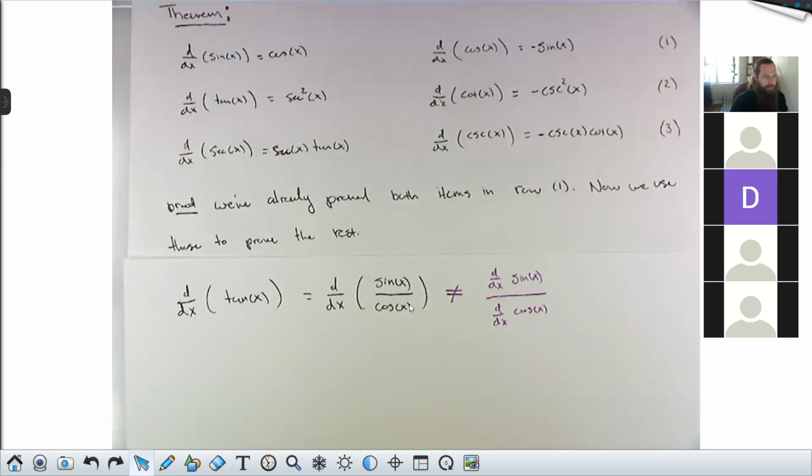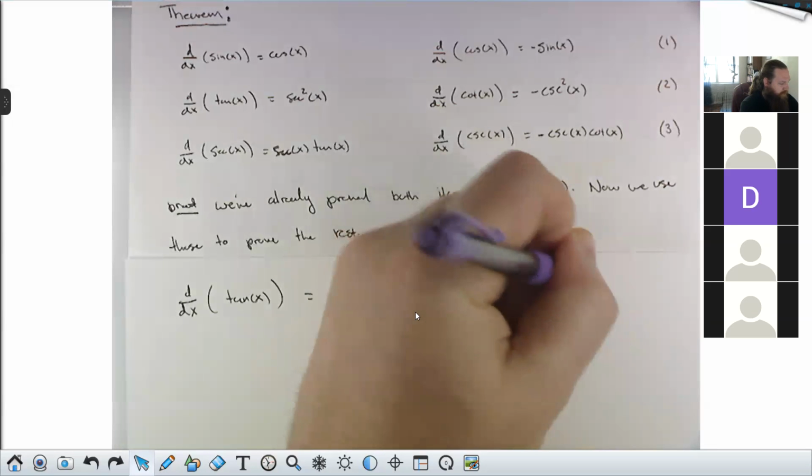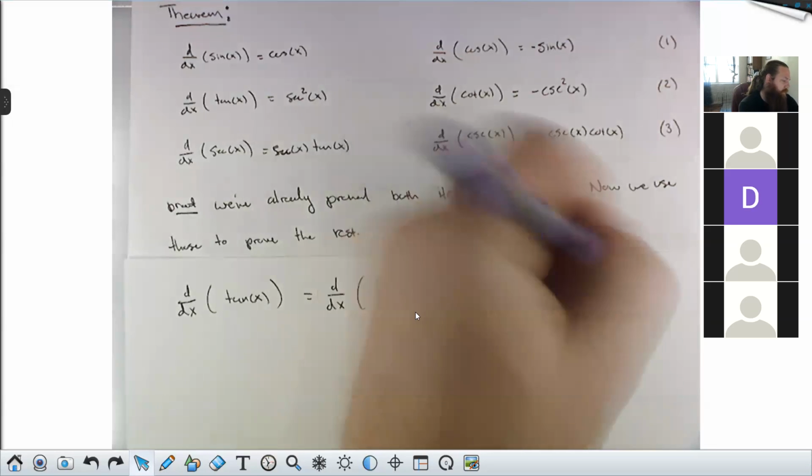But there's a different kind of rule we need to apply to differentiate expressions like this. This is a fraction, right? This is a quotient. You need the quotient rule.